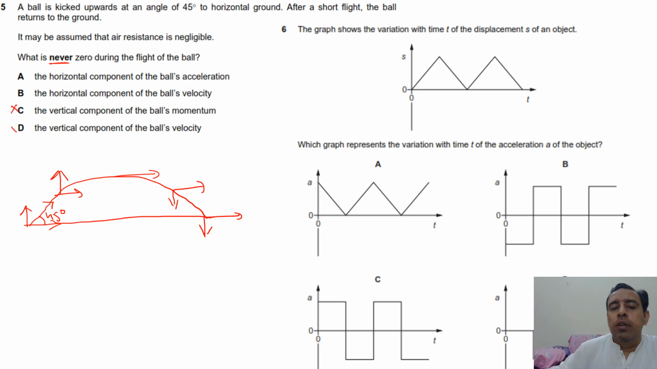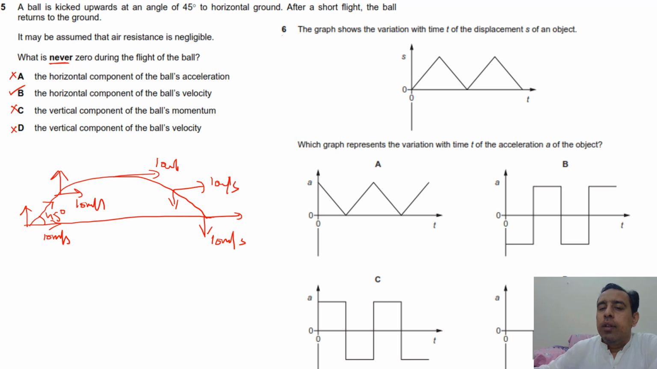Same with the velocity. The horizontal component of the ball's acceleration remains zero because its velocity is constant along the x-axis, so it's wrong. The horizontal component of the ball's velocity will never be zero, it remains constant. Say it's 10 here, it's 10 here, it's 10. It's never zero at any point, even at the top. The horizontal velocity remains constant.